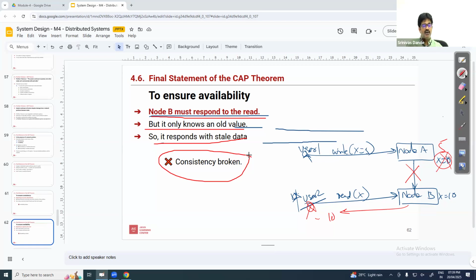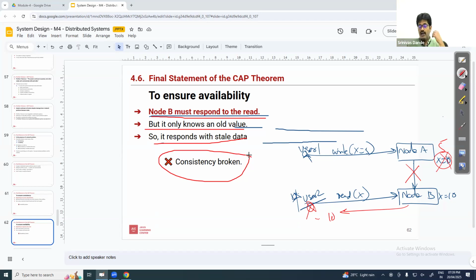Kishore, is that clear? Node B will not come to know whether any writes happened in other nodes or not. It is node A's responsibility to update B. Similarly, a write can also happen in B. I just considered one scenario, but maybe a write can happen in B also. The data updated in B should go to A.